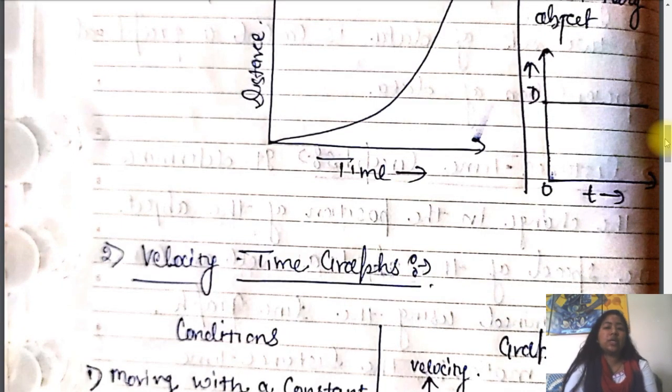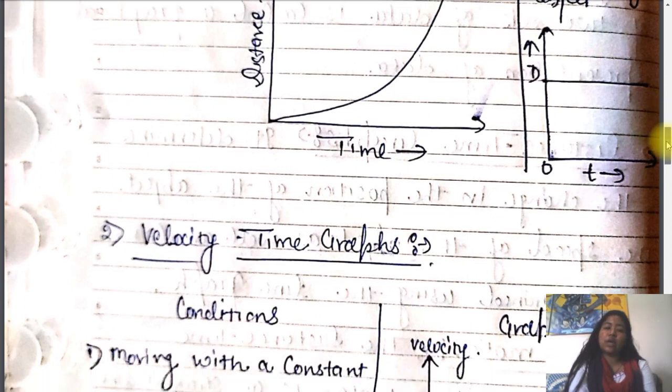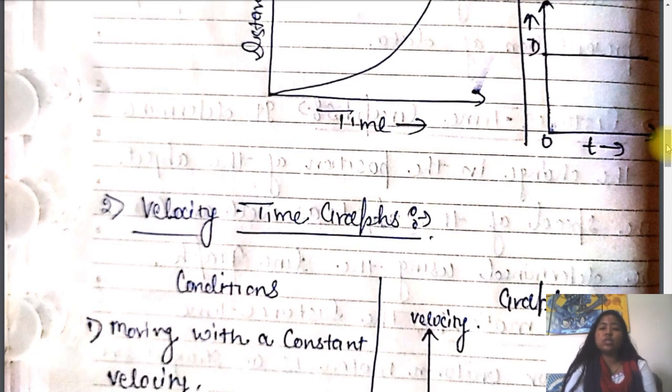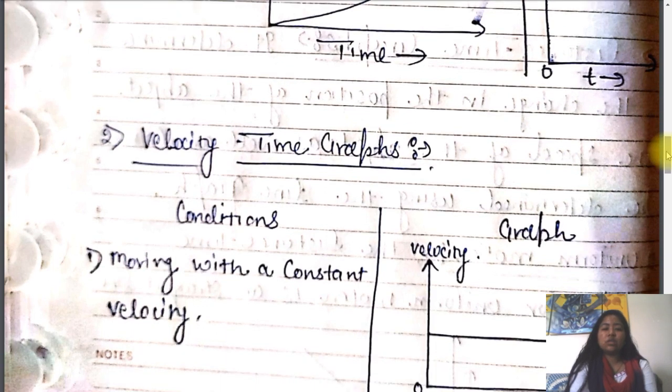So these are the three graphs we have for distance and time. After that, we have three more graphs for velocity and time. As you know, the ratio of the change in velocity to time gives us the value of acceleration. For the velocity-time graph we have different situations. First we have the condition and then the graph for that particular condition. Very first, we will talk about moving with a constant velocity.